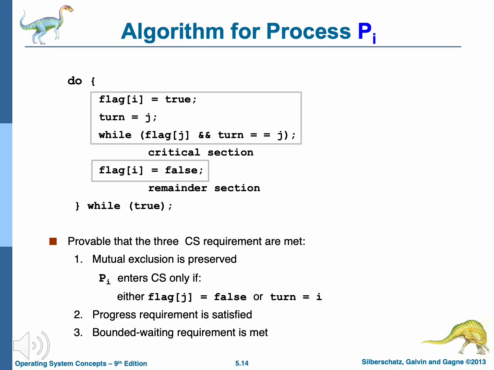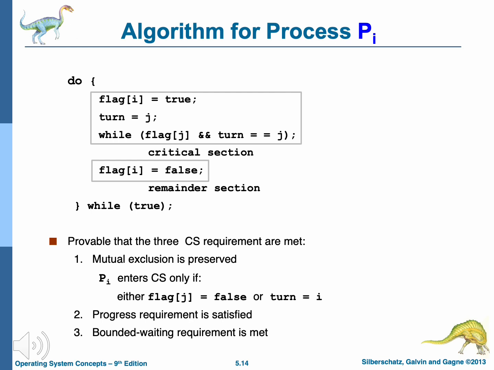To prove properties 2 and 3, we note that a process Pi can be prevented from entering the critical section only if it is stuck in the while loop with the condition flag[j] equals true and turn equals j. This loop is the only one possible. If Pj is not ready to enter the critical section, then flag[j] equals false and Pi can enter its critical section. If Pj has set flag[j] to true and is also executing in its while statement, then either turn is equal to i or turn is equal to j.